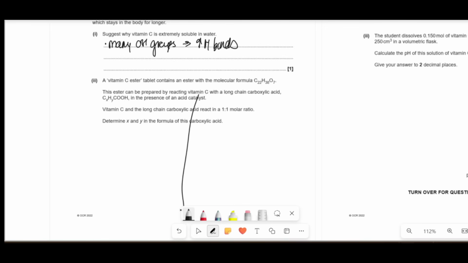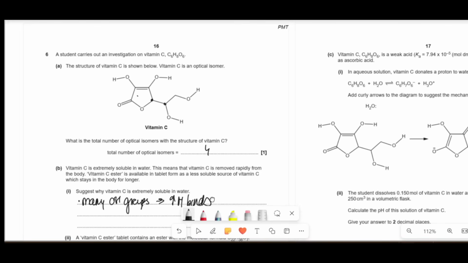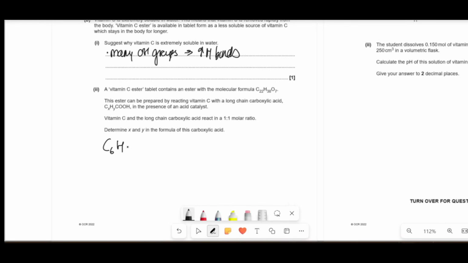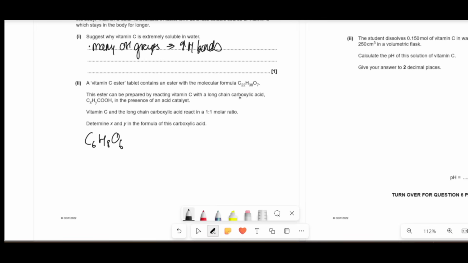Okay, so the question has said vitamin C will react in a 1-to-1 ratio with that thing there. So C6H8O6 will react in a 1-to-1 ratio with a mysterious long-chain carboxylic acid, CXHYCOOH, and it then makes an ester with C22H38O7. So start by always writing what you definitely know from the question. Now, because this is an esterification reaction, it's condensation, you're going to be putting out some H2Os as well. You need to figure out how many H2Os have been lost.